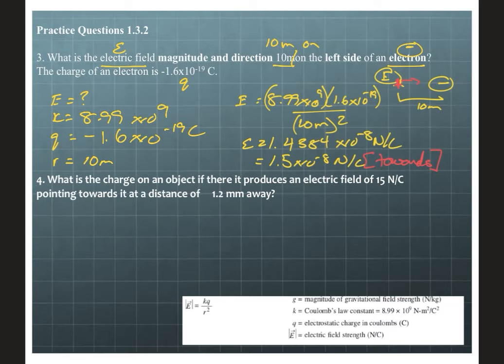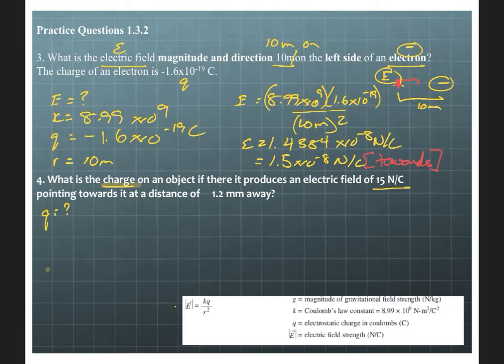Now, when we get to this final question, or when we get to question number 4, again, please make sure you can understand what it is we're trying to ask you. So it's now asking what is the charge. So this is now very, very different because we've been calculating electric field strength. So we're now going to be calculating the charge. So Q is my unknown. So we're going to have to redo this formula.